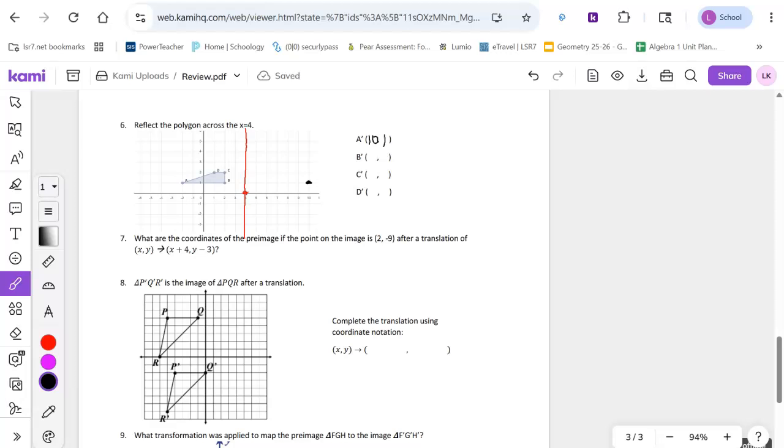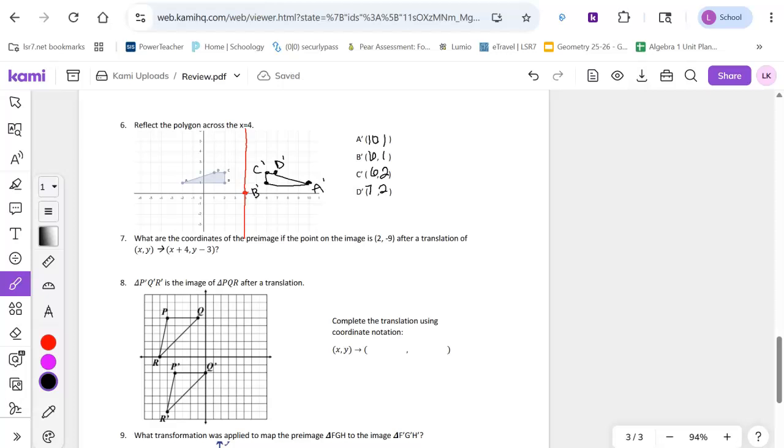B prime is 2, so I go 2 here. So that would be 6, 1. C is 2 and 2, so 6, 2. And then D is 3, so that would be 7, 2. And there here would be your image here.